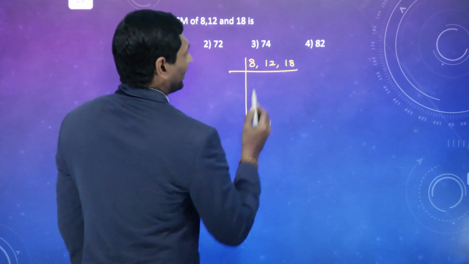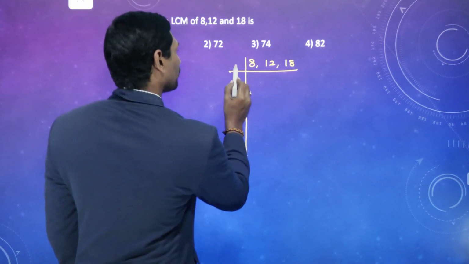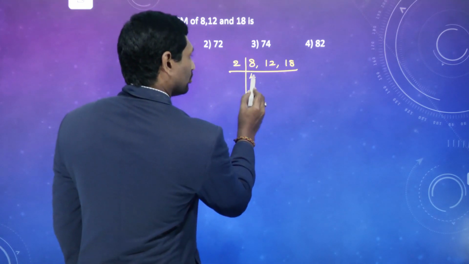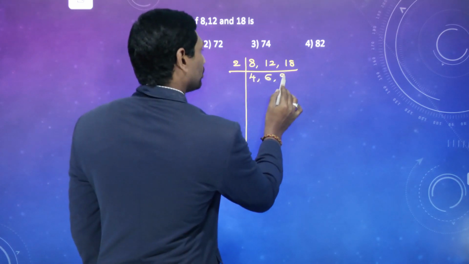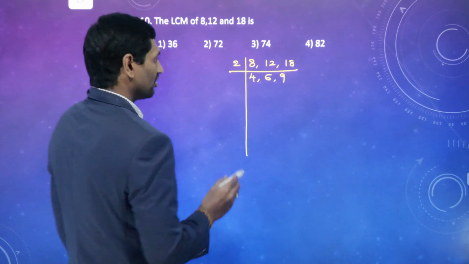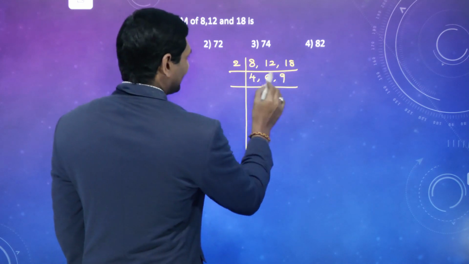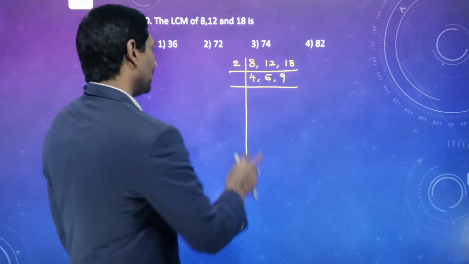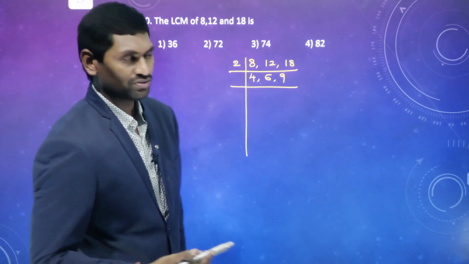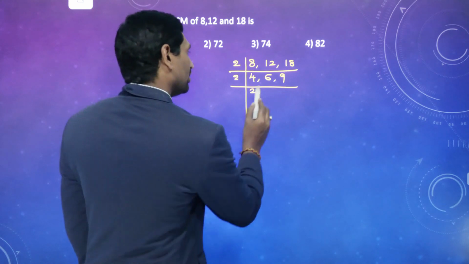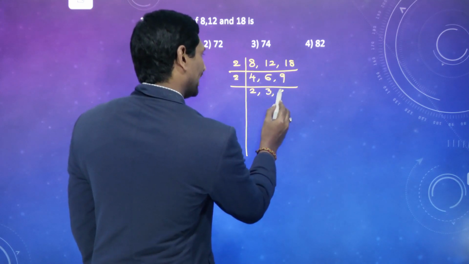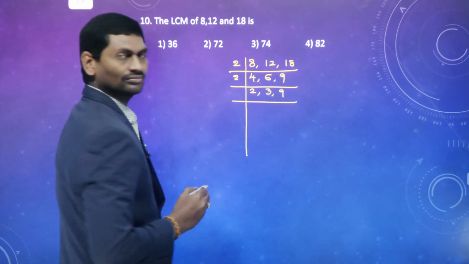So 8, 12, 18 all are multiples of 2. So I can take 2 table. 2 4s are 8, 2 6s are 12 and 2 9s are 18. Okay, again 6 and 9 both will come in 3 table, and 4 and 6 both are coming in 2 table. So I can take 2 table here. 2 2s are 4, 2 3s are 6, and 2 table 9 won't come, 9 as it is 9.